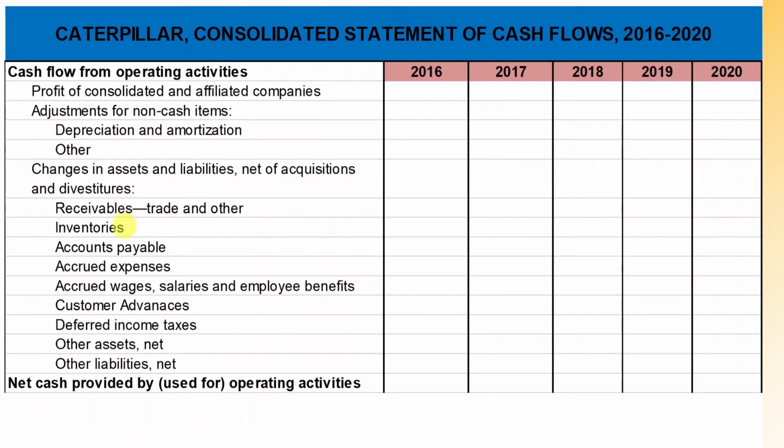After that, there shall be an adjustment for changes in current assets and liabilities, which are in the nature of receivables, inventories, accounts payable, accrued expenses, accrued wages, customer advances, deferred income tax, any other assets, or any other liabilities. These shall be adjustments and these will be understood by you once we start working on them in the real world. After that, we shall get our net cash provided by or used for operating activities.